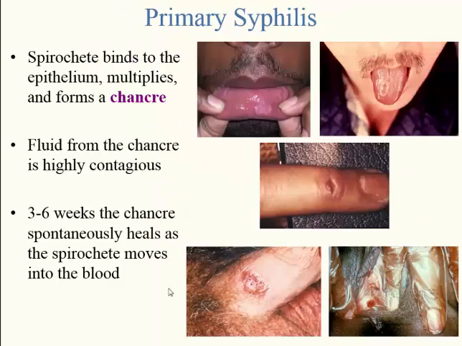The first stage of syphilis is primary syphilis, and I've given you a whole variety of places where you could find a canker. Cankers can be found in the mouth, on a tongue, a finger, on the actual genitals. This canker is very, very contagious. It has a high quantity of spirochetes at that particular sore site. So if you have a canker and you are sexually active, then you will transmit syphilis to your partner. This canker will actually resolve in about 3 to 6 weeks. It will spontaneously heal, and at this point the spirochete is moving from the epithelium into the blood.